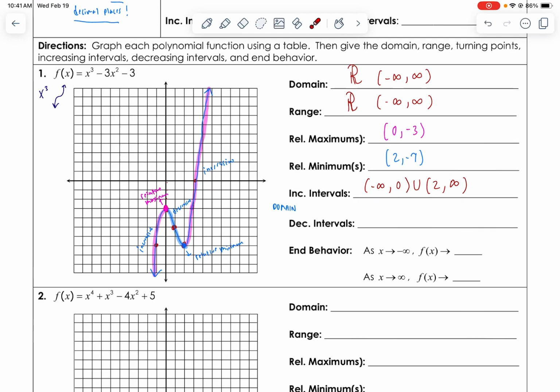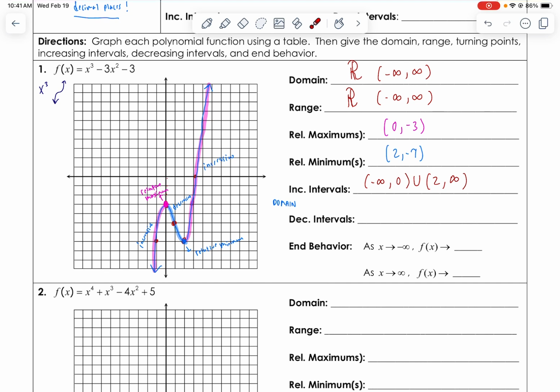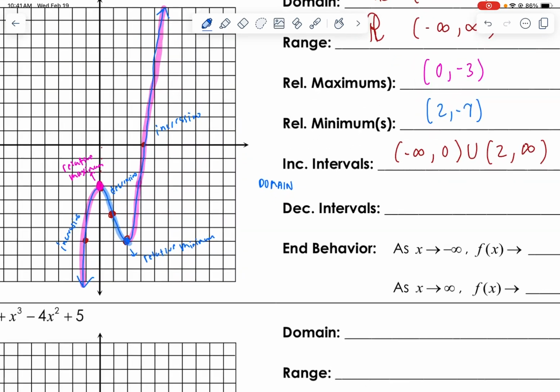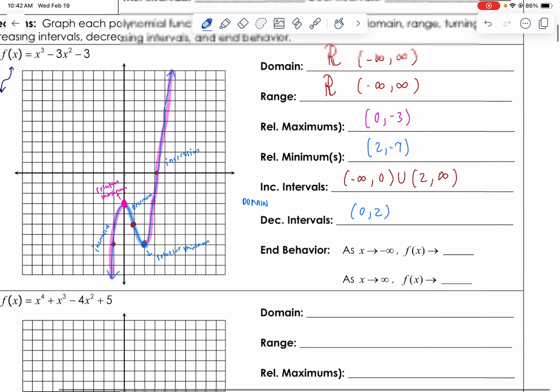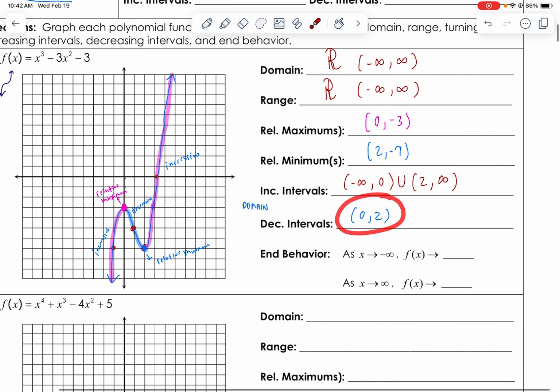All right, let's talk about decreasing intervals. We know that in between here it's decreasing. Once again, we're focusing on the x values. So here, our x value is 0. We'll go from 0, comma, and then we end up at what x value? Well, this x value is going to be 2. So in between 0 and 2, this function is decreasing.